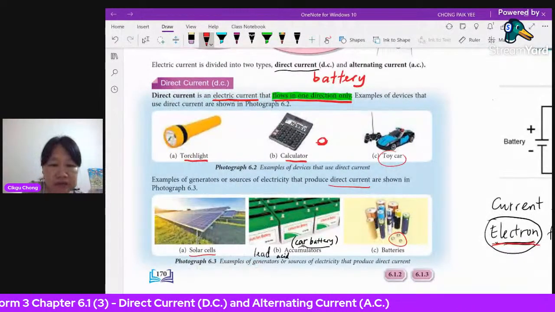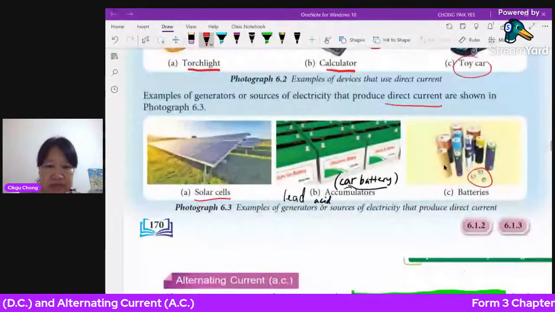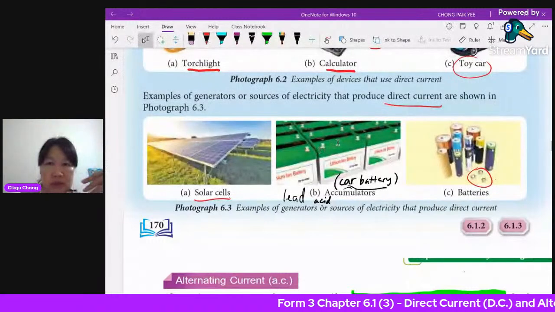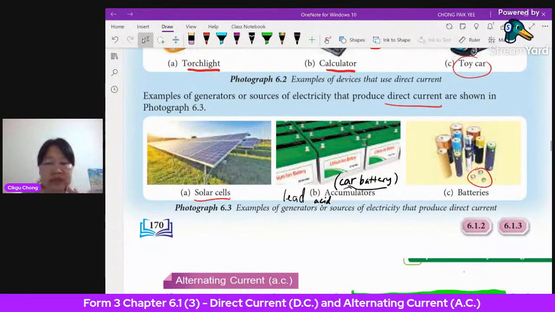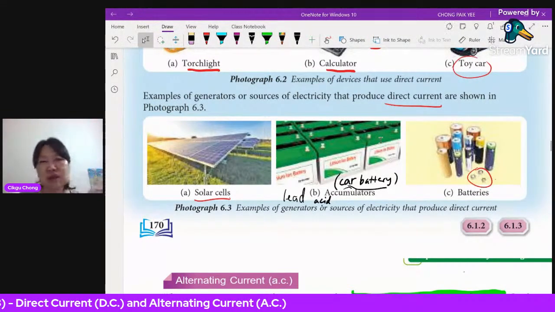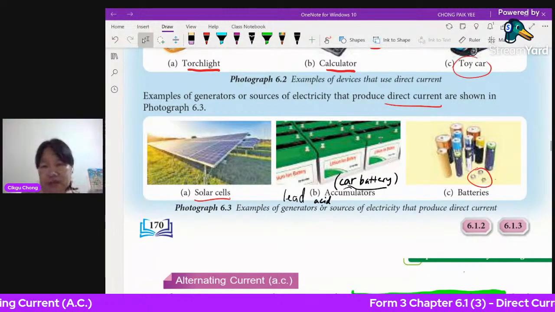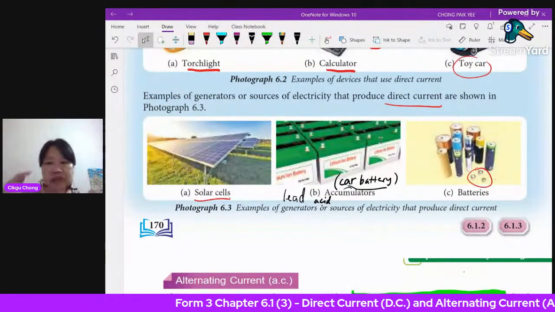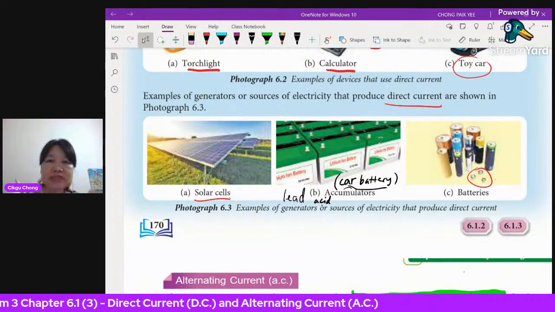Then, have you seen this thing? This is a car battery. When you open the bonnet, not the boot, because the boot is behind where you put your luggage. Americans call it the hood and the British call it the bonnet. When you open the bonnet, you will see this one big box, which is actually a car battery that provides the current to start your car.